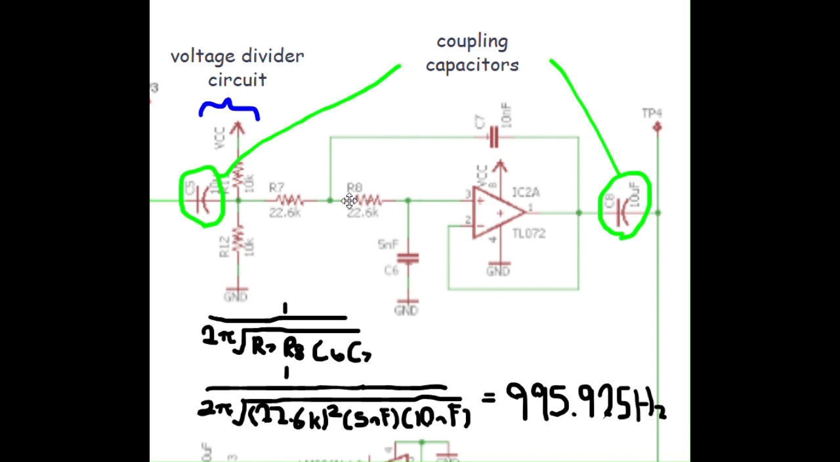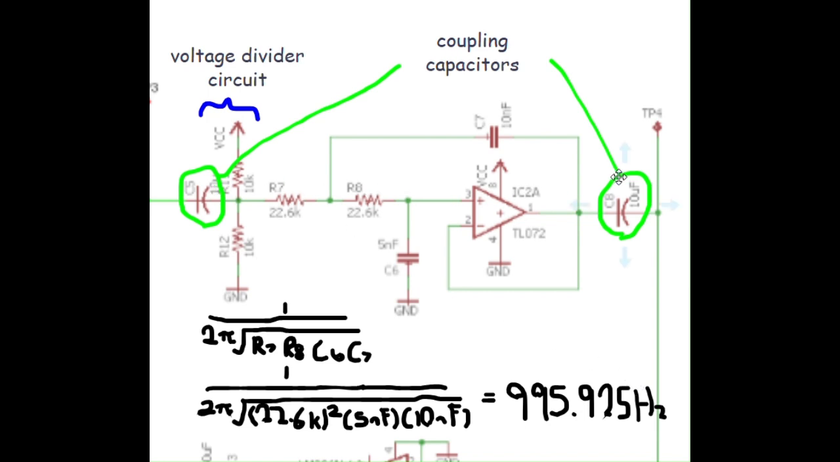Since there are two sets of capacitors and resistors, I can determine that it is a second order low pass filter with a slew rate of negative 40 decibels per decade. Speaking of the cutoff frequency, this is how we calculate it using this formula. As a result, I got 995.925 Hz as my cutoff frequency.